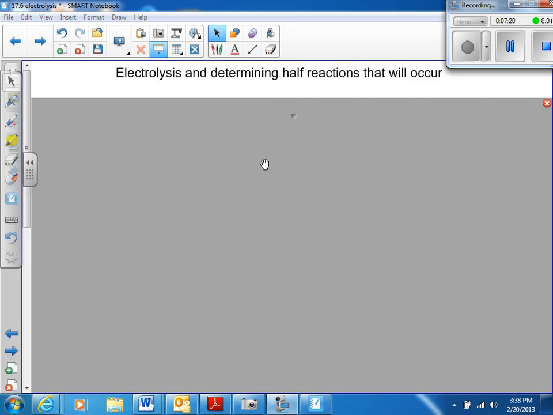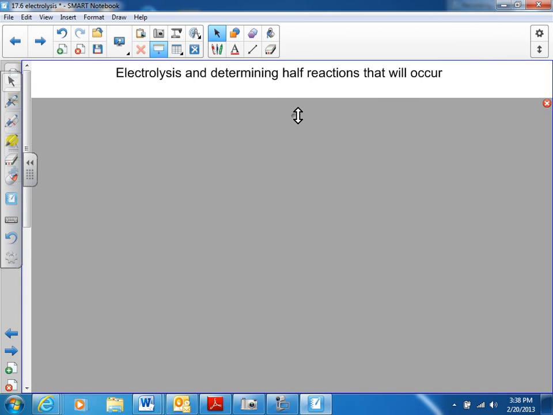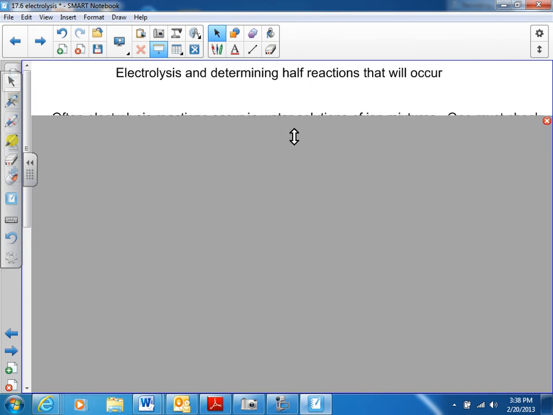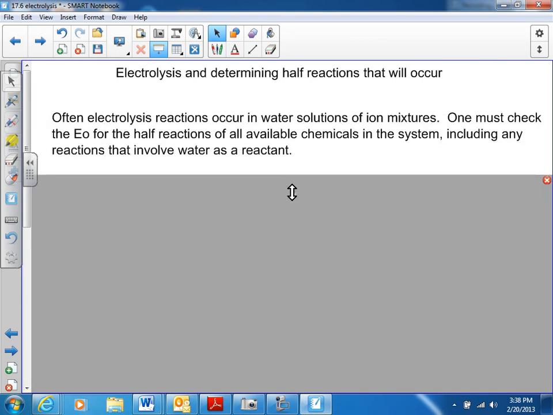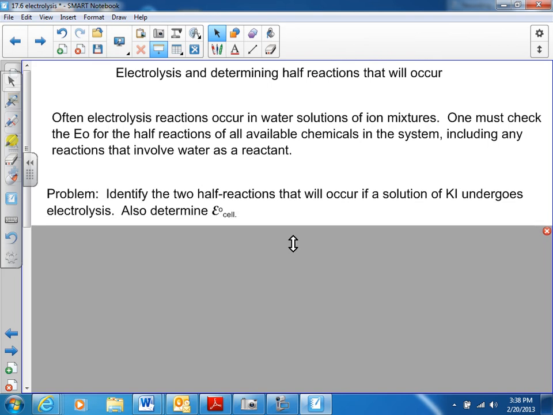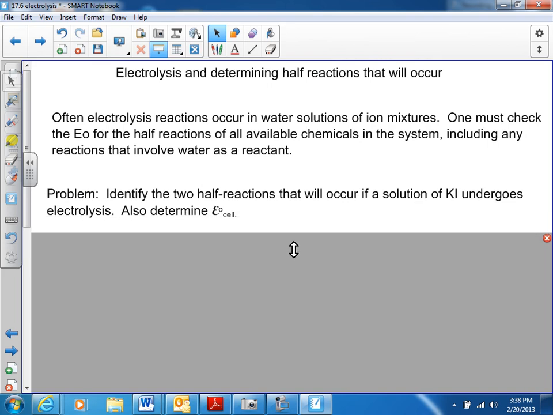Last topic. Okay, electrolysis and determining half reactions that will occur. So these are non-spontaneous, and electrolysis happens typically in water, and we always have to check the ions and the water to see which half reactions will give us the most spontaneous reactions. Okay. So let's do a problem. We've got potassium iodide in water, and we need to determine E cell and the half reactions.